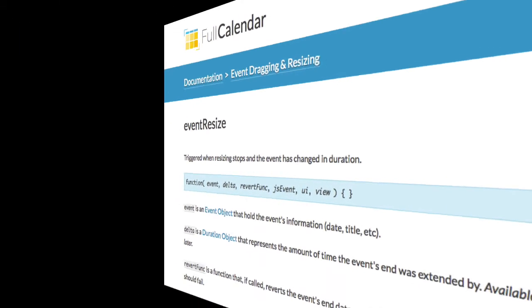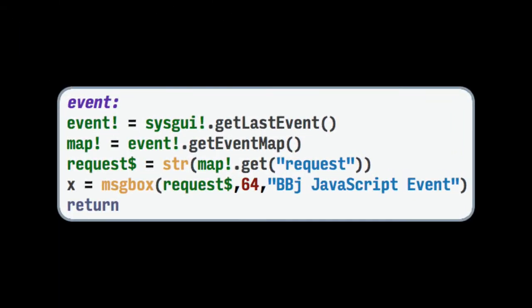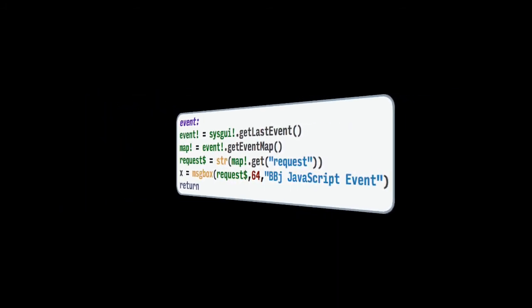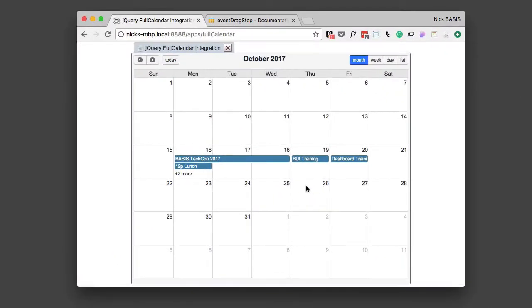Our BBj program is pretty simple right now. Whenever we get an event from the JavaScript in the HTML view control, we'll display it in a message box to verify that our application is aware of the user's changes. With all of our callbacks in place, let's run our application again.